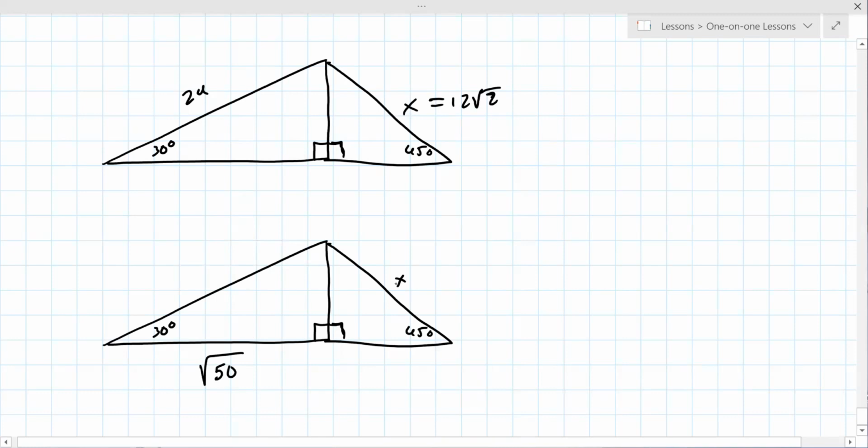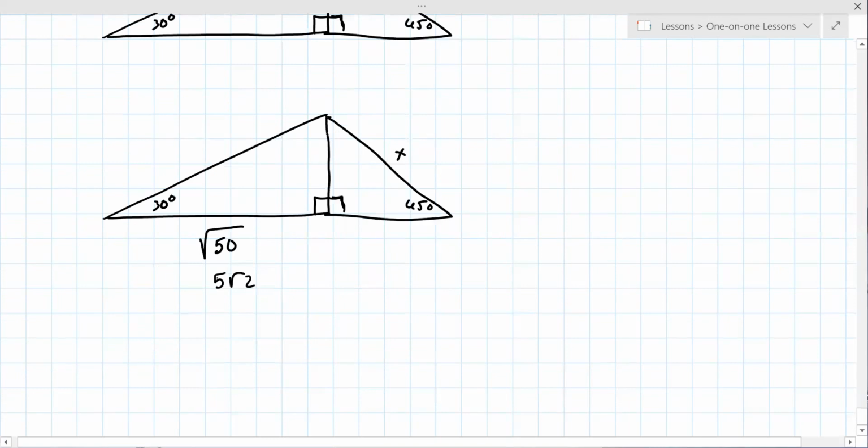Okay. Two, and then multiply that by √3, so it's 5√6. So 5√6 times √2 is 5√12, which reduces to 2. Okay, so x is 10√2. So here you should have gotten that this is 5√2. And then what is the short leg? Well, you need this. It's 5√6.